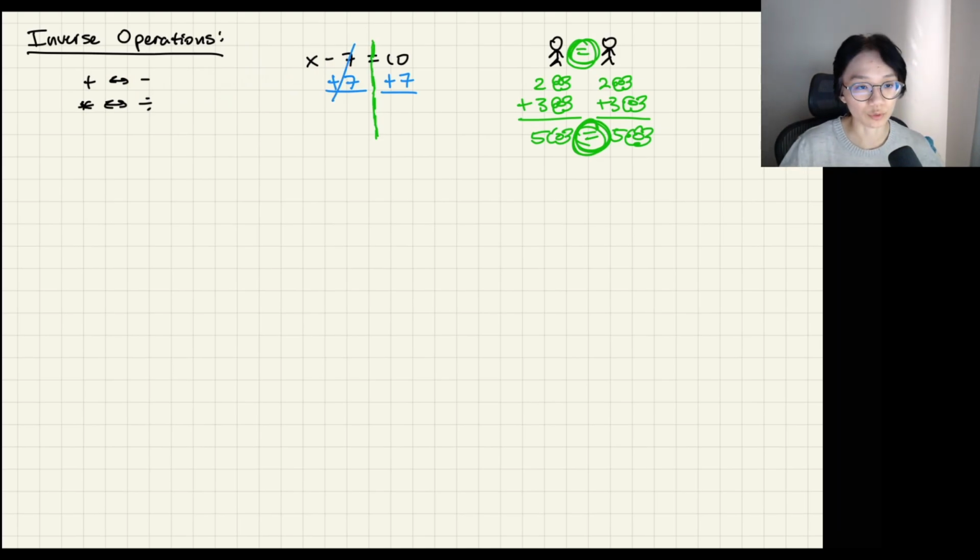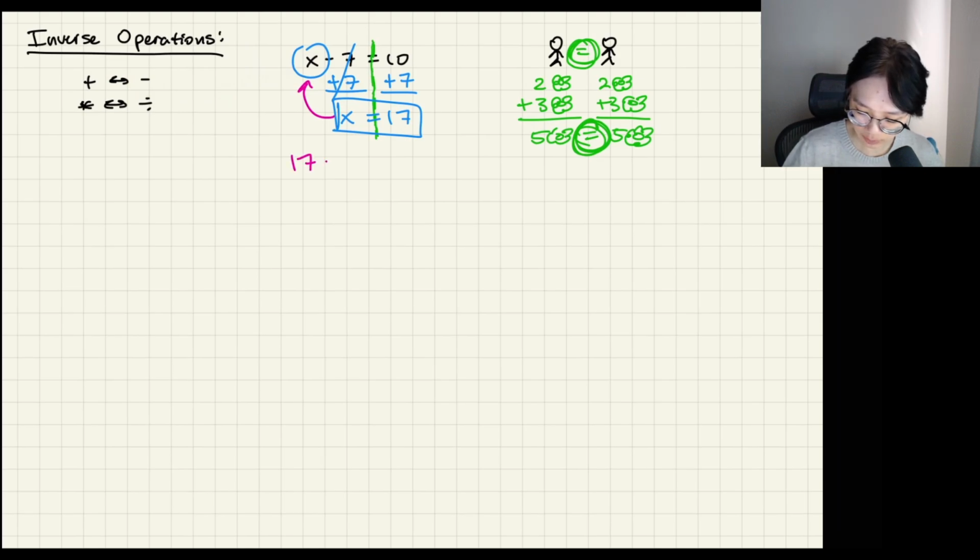We already know that goes to a plus 0, so I'm just going to cross it out. They cancel out. What's left here is x equals 10 plus 7, 17. And like I said, if you want to, you can always double check by putting it into the original equation, see if it works. 17 minus 7 equals 10. 17 minus 7, 10. 10 equals 10. Perfect.